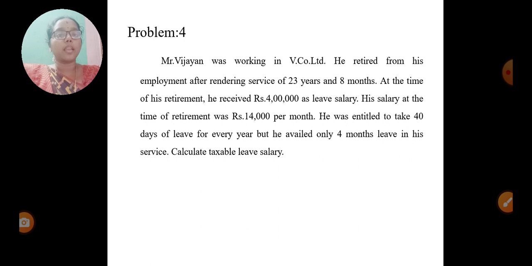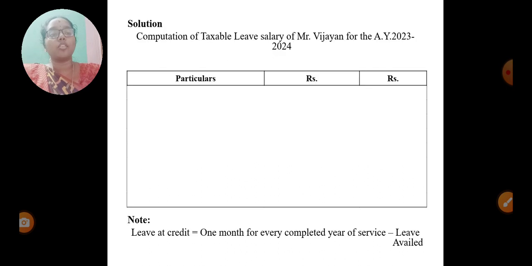Mr. Vijayan was working in VCO Limited, which means he is working in a private concern. So he is a non-government employee. He retired from his employment after rendering service of 23 years and 8 months. For calculating the leave salary, we have to ignore the fraction, so 8 months is not included in the number of years of service. At the time of his retirement, he received rupees 4 lakh as leave salary. His salary at the time of retirement was rupees 14,000 per month. He was entitled to take 40 days of leave for every year, but he has availed only 4 months of leave.